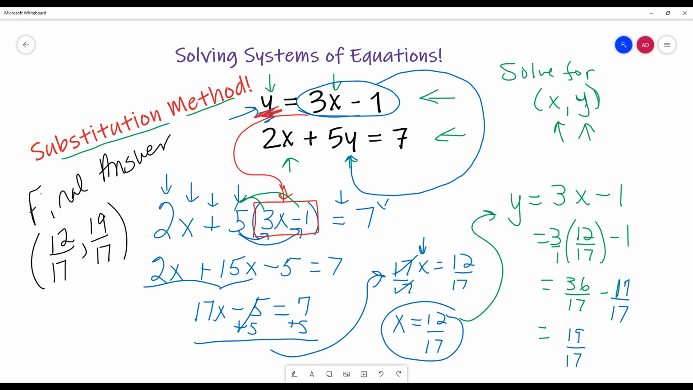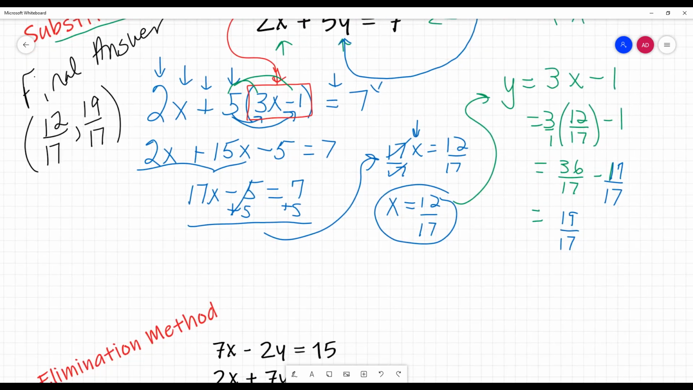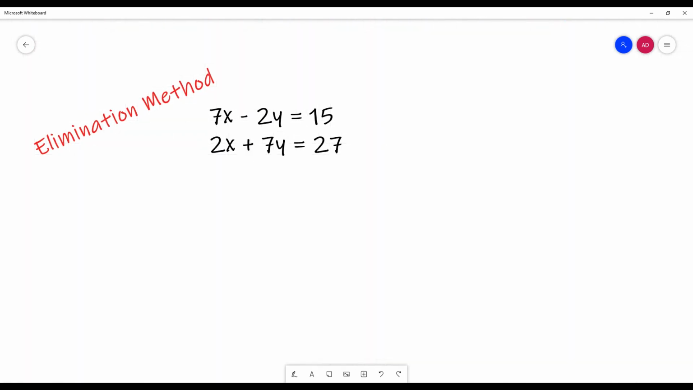and we use the substitution method, like I was saying, when you have one of the variables already by itself. The other method I want to look at is the elimination method, okay? The elimination method is the method that we use when we're trying to eliminate, I know, right? So clever, one of the variables.